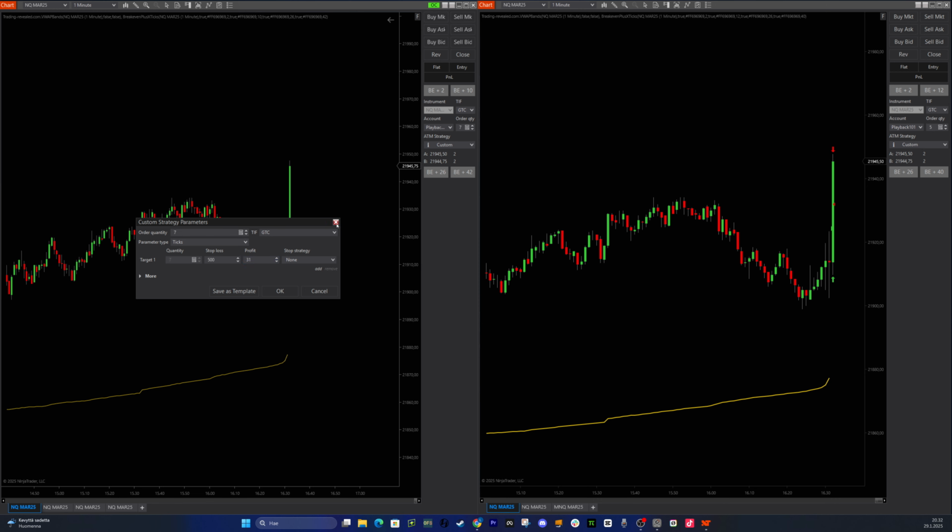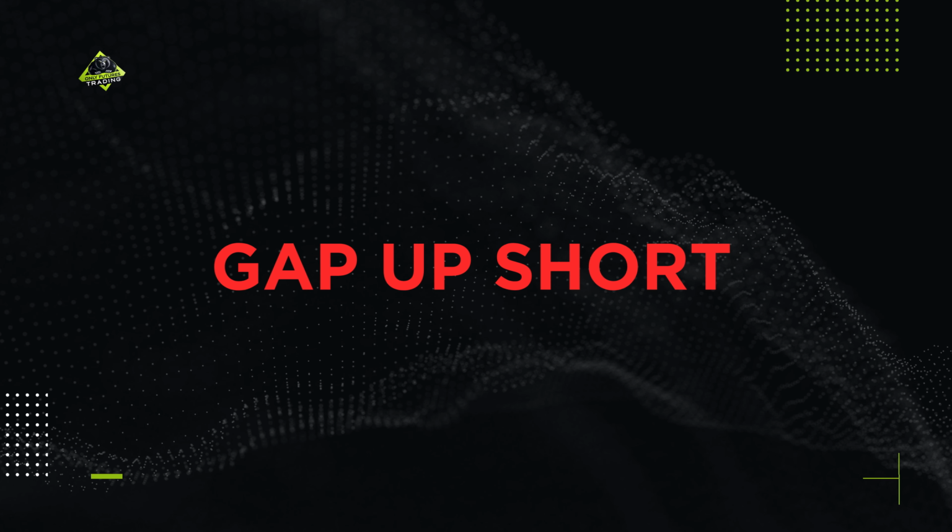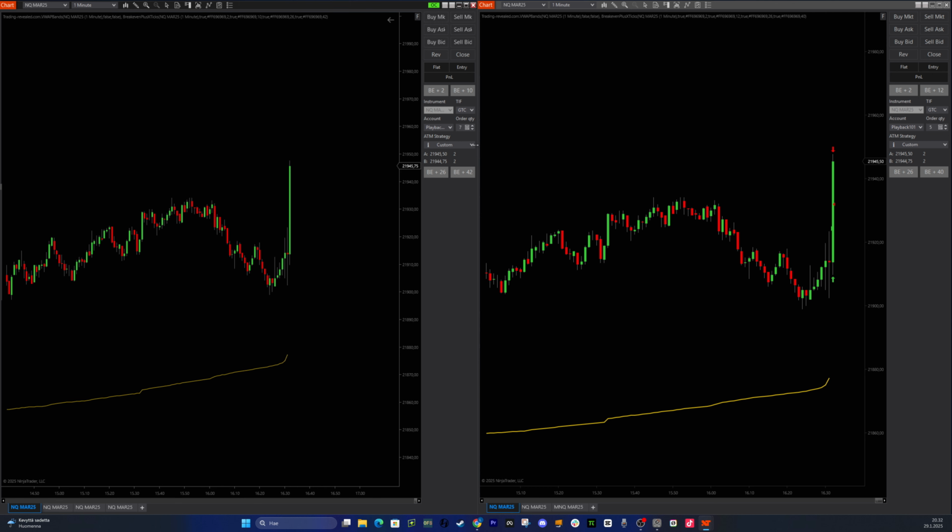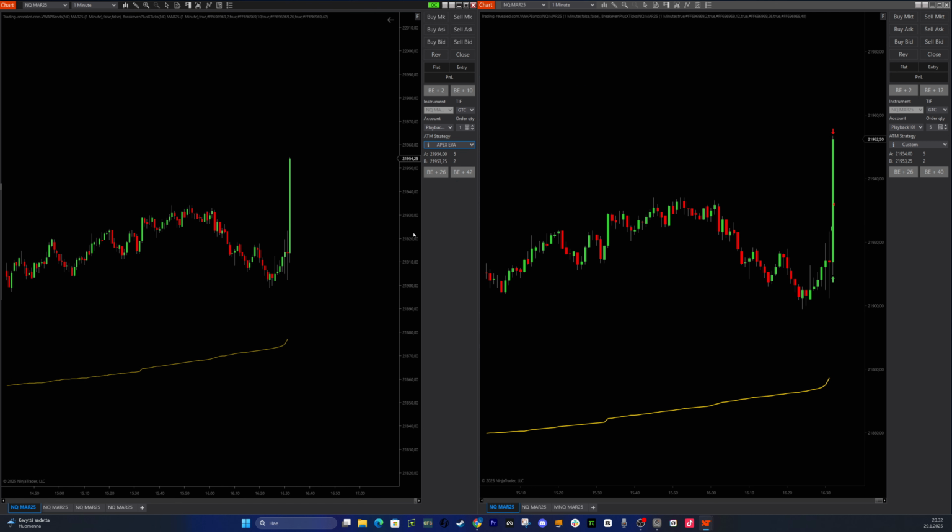What I'm looking for next is a gap-up short, also known as a parabolic short. This is a setup that many small-cap short sellers use. Here's what to look for in this short setup.